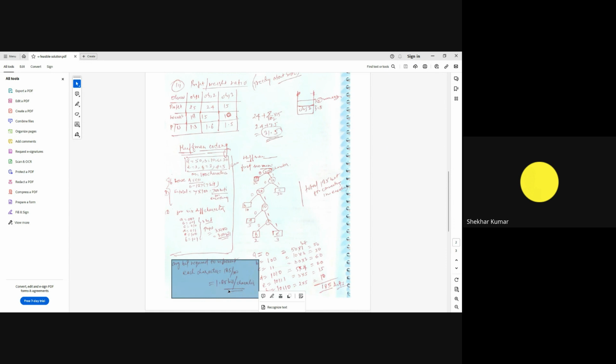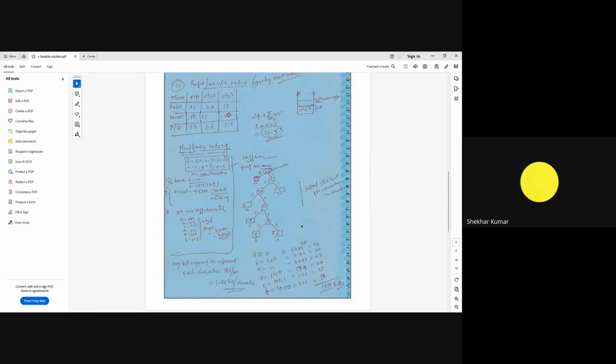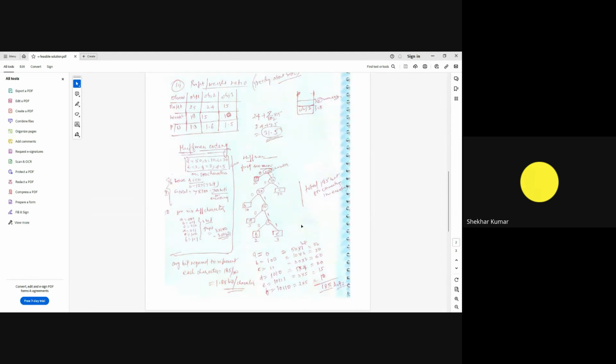This is your Huffman coding algorithm. Now, is it clear to you? Yes, sir. Is it clear? Yes. Okay. This is your Huffman coding. These are two applications of your Huffman coding algorithm.